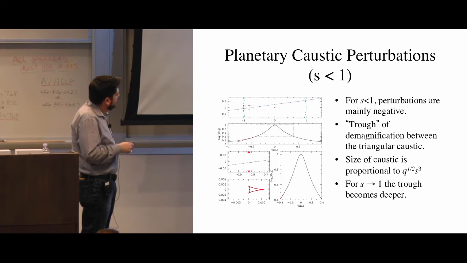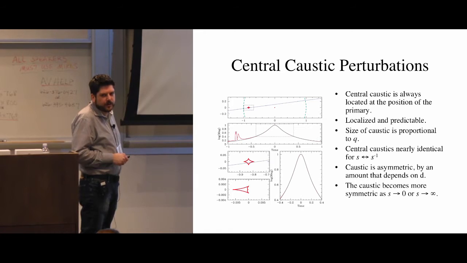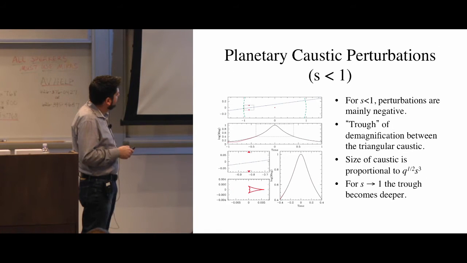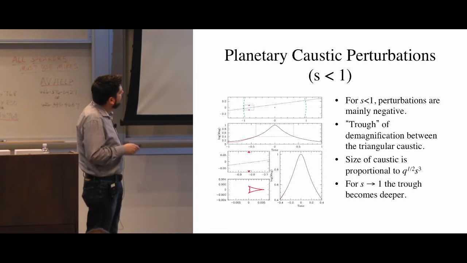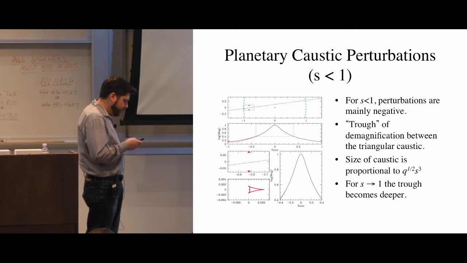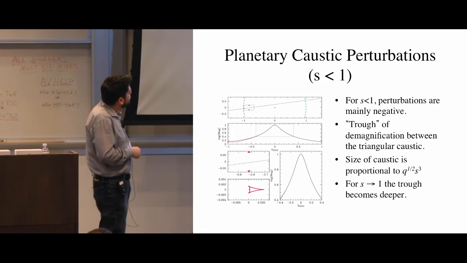The central caustic, again, is very small, but should look, to your eyes, quite similar, except the mirror image of the other caustic, and that's due to this degeneracy that I talked about. The size of these caustics shrinks as mass ratio to the 1/2, the separation cubed instead of separation squared. And as S approaches 1, this negative deviation gets bigger.